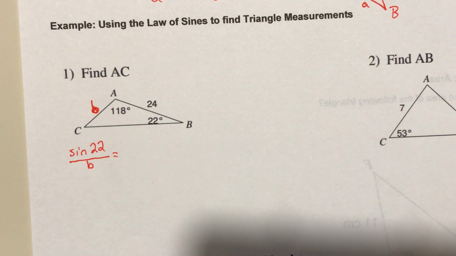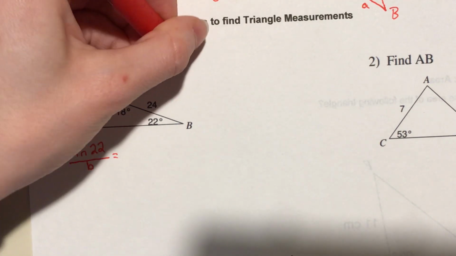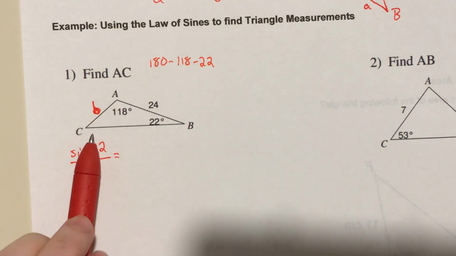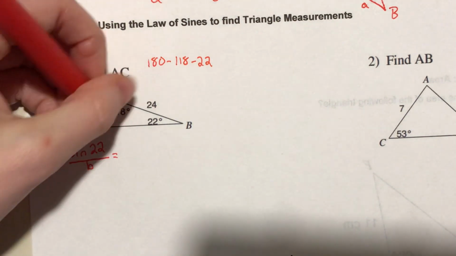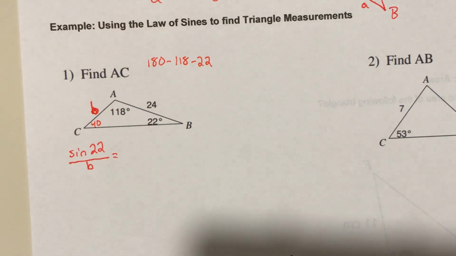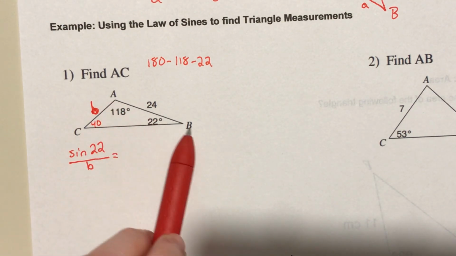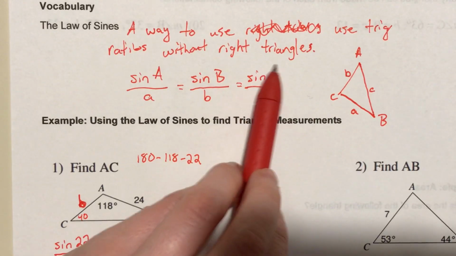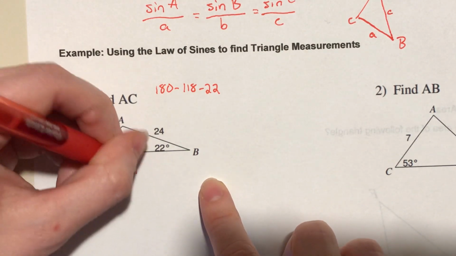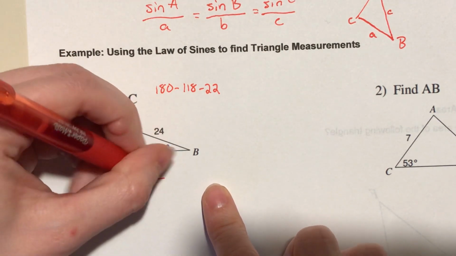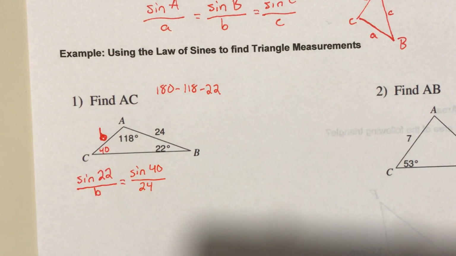So this isn't trig, this is just general. So we can say 180 minus 118 minus 22 will give us angle C in degrees. And angle C then in degrees is going to be 40. So angle C is 40 degrees. So now we have both angle C and side C. So we're going to use this part of the law of sines. We're going to say it's equal to sine of angle C, so sine of 40, over side C, which is 24. All right, so there's a proportion.